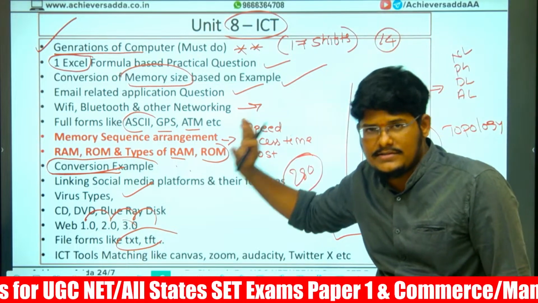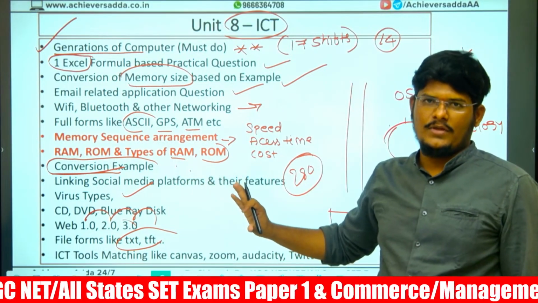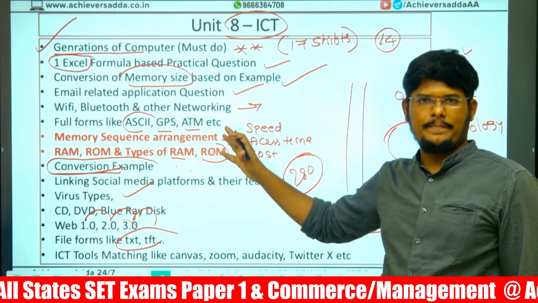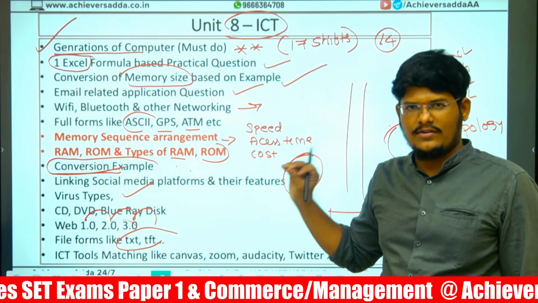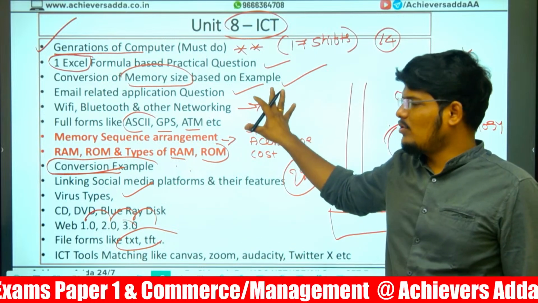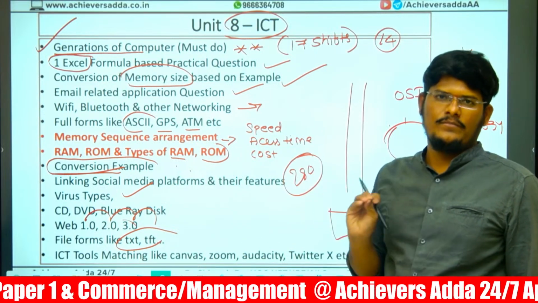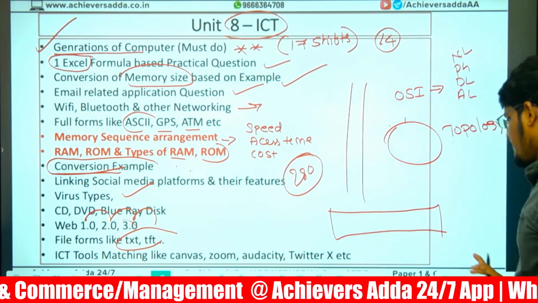ICT is very easy to get 10 marks. If you ignore this, you will lose the NET or JRF for sure, because ignoring these easy units is like a poison for our examination.